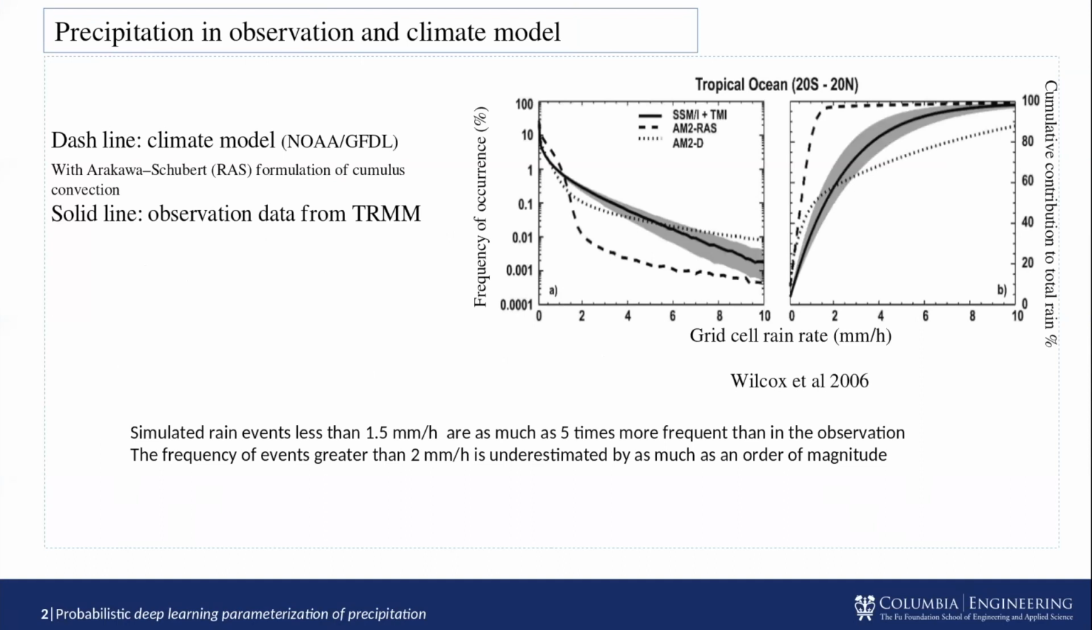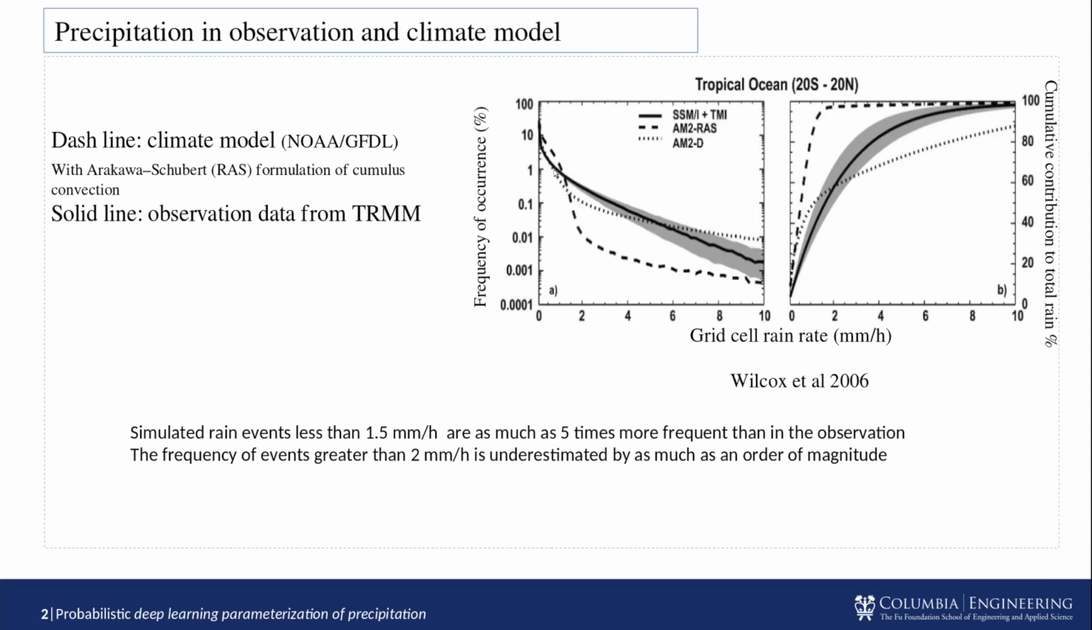So here the plot that I'm showing compares precipitation from observation, that's this solid line, with one climate model, that's this dashed line. And we have frequency of occurrence on the y-axis and the rain rate on the x-axis. So what we observe here is that the dashed line, the model precipitation, tends toward drizzle. So the model predicts a large amount of small rain and then underestimates the strong rain.